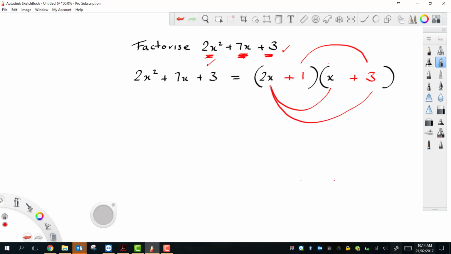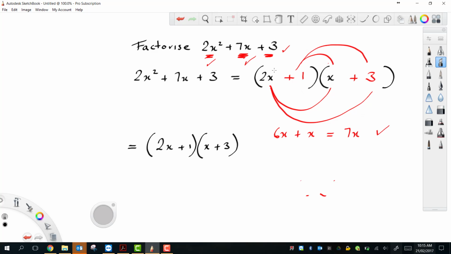We've got to do 2x times 3, so that'll give me 6x. And then 1 times x here gives me another x. And when I add them together, I get 7x. And notice that's what we need. We need 7x. So that works. That arrangement works. So the answer to the question after all of that mucking around is that 2x squared plus 7x plus 3 is equal to 2x plus 1 times x plus 3. So just note how that 2x was an important factor in this, and we needed to be careful how that all worked.